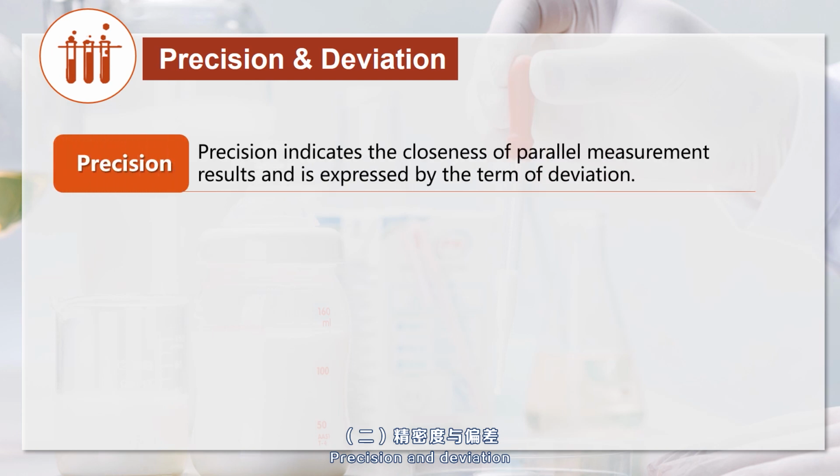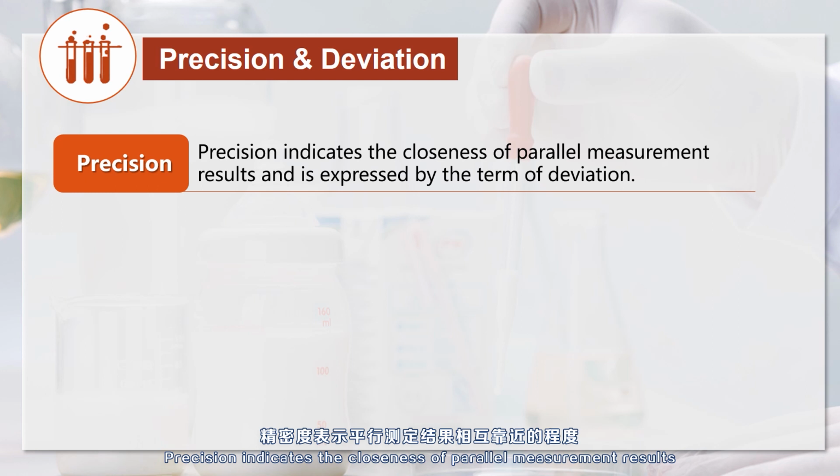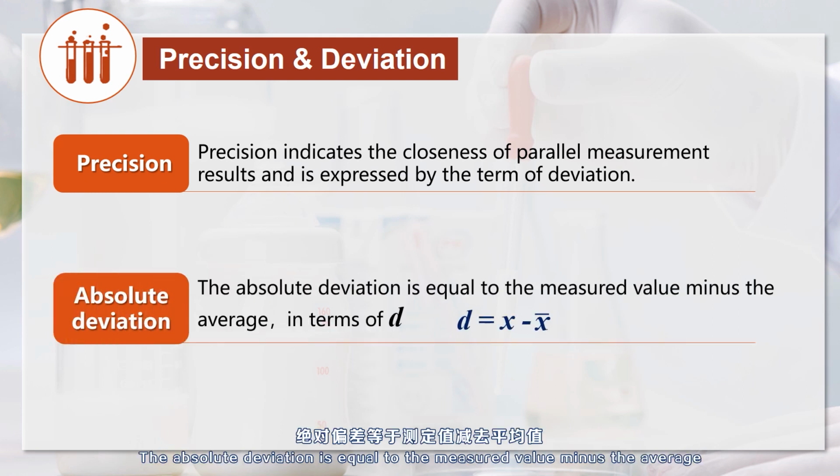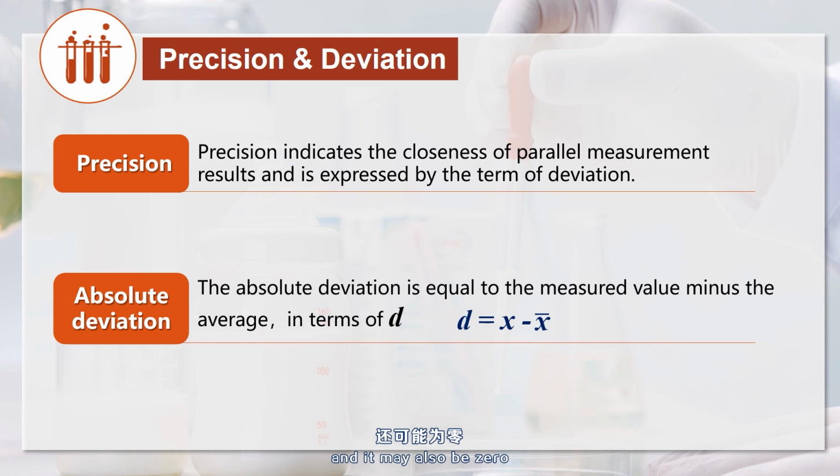Precision and deviation. Precision indicates the closeness of parallel measurement results and is expressed by the term of deviation. The absolute deviation is equal to the measured value minus the average. Therefore, the absolute deviation can be positive and negative, and it may also be zero.